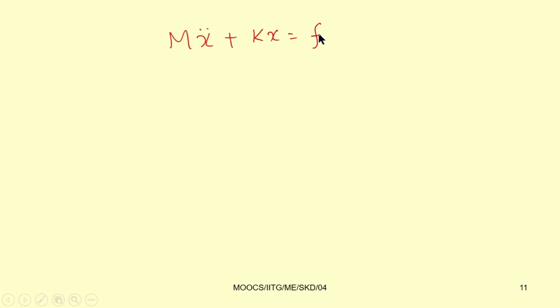Now, let A equal to m inverse k, and p is the eigenvector, and lambda is the eigenvalue. If this is a 2 degrees of freedom system, we will have 2 eigenvalues, and corresponding to these 2 eigenvalues we have 2 eigenvectors. So, this is p 1 1, p 1 2 and p 2 1, p 2 2.